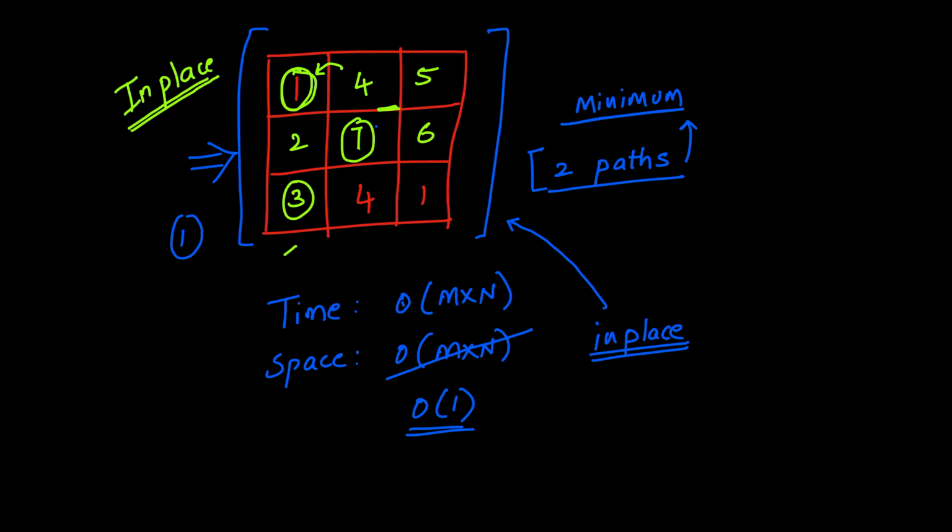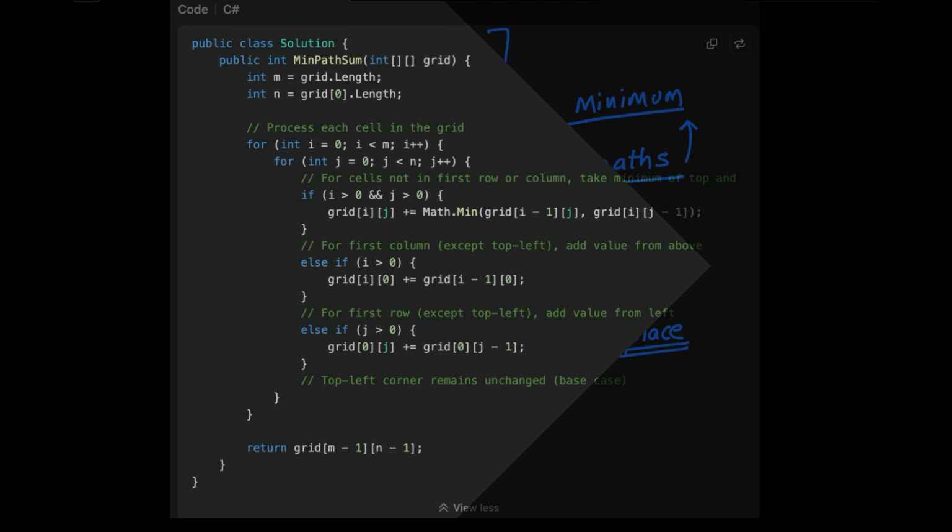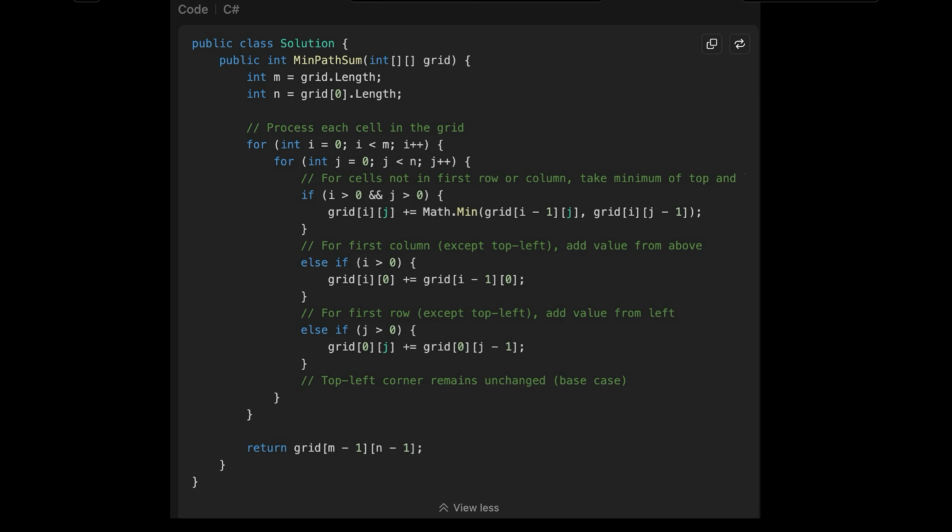Let me show you how we can implement this using C#. In the C# implementation, I've initialized two variables to record the total number of rows and columns. After that, I'm starting two for loops to iterate through all of the cells in the given grid. If the pointers i and j are greater than 0, it means we are looking at the cells which are at the center. So I have the cell to the top and to the left for comparison. So I'm comparing the value of the cell to the top and to the left, and the minimum value will be added to the current cell.